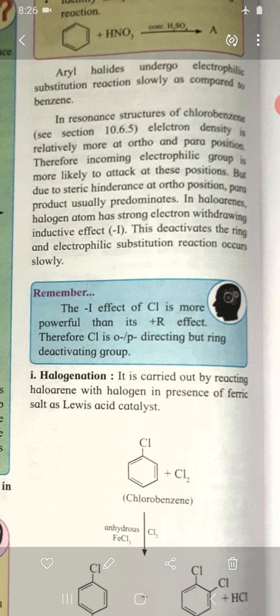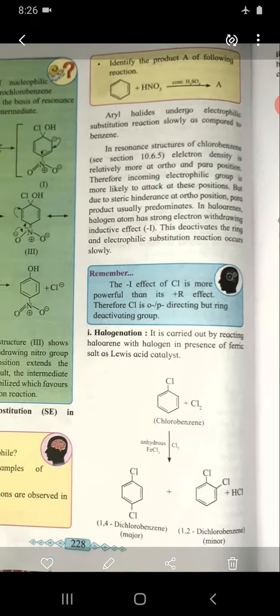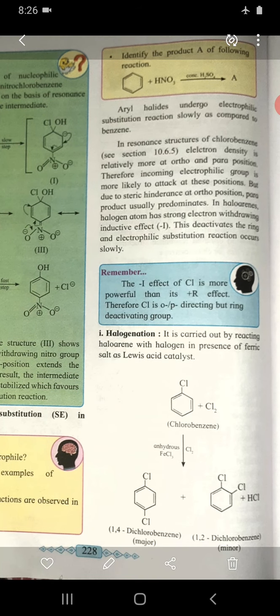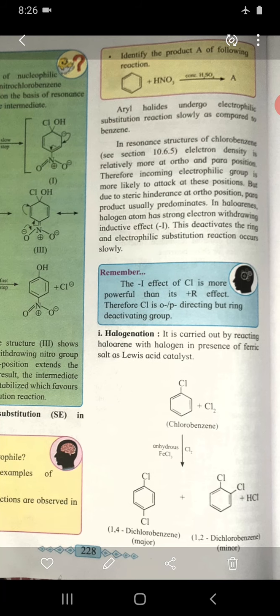In haloarenes, halogen atoms have a strong electron withdrawing group, that is negative inductive effect. This deactivates the ring and electrophilic substitution reaction occurs slowly. Next, halogenation reaction. When chlorobenzene is treated with chlorine in presence of anhydrous ferric chloride, it undergoes chlorination and produces 1,4-dichlorobenzene as the major product and 1,2-dichlorobenzene as the minor product.